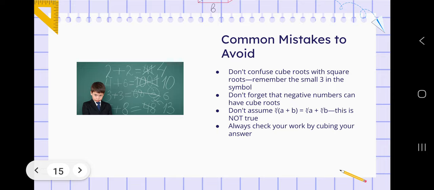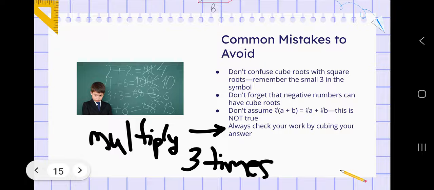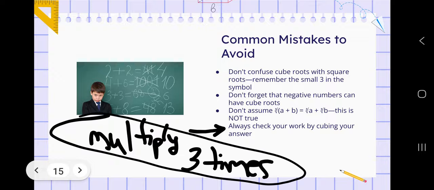Always check your work by cubing your answer. So, what I mean by this, I mean multiply whatever number you get by itself 3 times, so you're sure that it's correct.